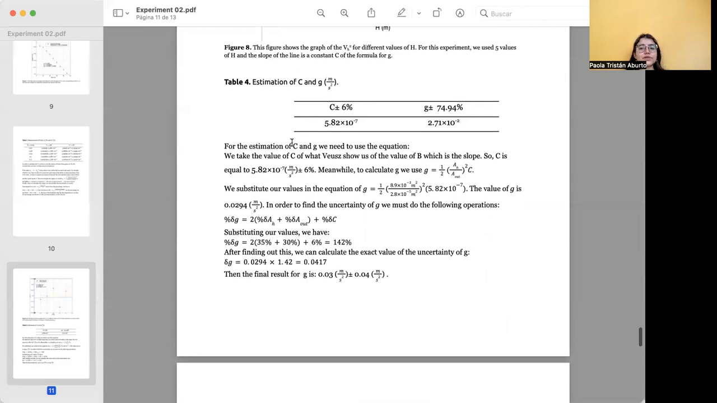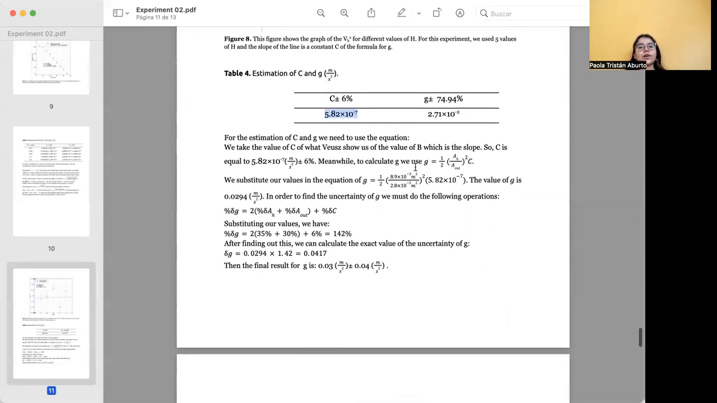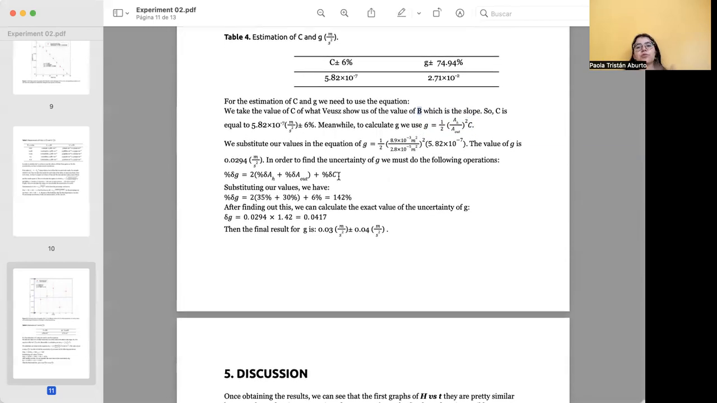For the estimation of C, we use the value of B that shows values, and we put it here. And for G, we use this equation, which is 1/2 times the area H divided by the area out, all of this squared, times C, which is the value of B. Then we substitute our values and we obtain that the value of G in this case is 294 meters per square second.